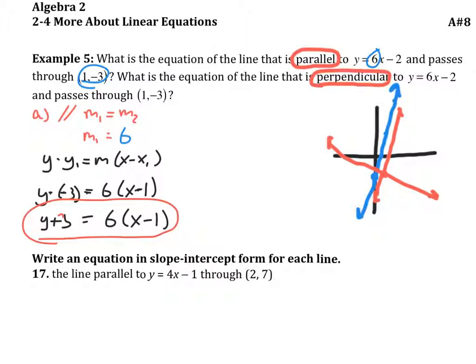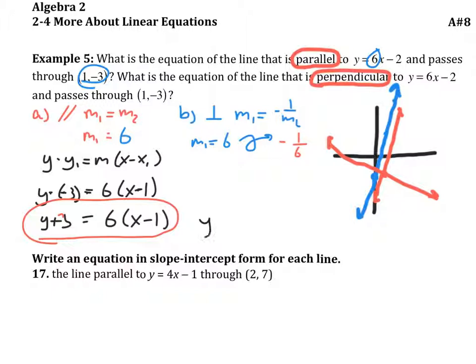Now, along the same path, we're going to find out what the perpendicular line is. Instead of the slopes being the same, the slopes have to be opposite reciprocal. My original slope is 6, so I have to flip that and take the opposite. The opposite is a negative, and the reciprocal is a 1/6. Now I do exactly what I did over here, but instead of using a 6, I'm going to use a negative 1/6.